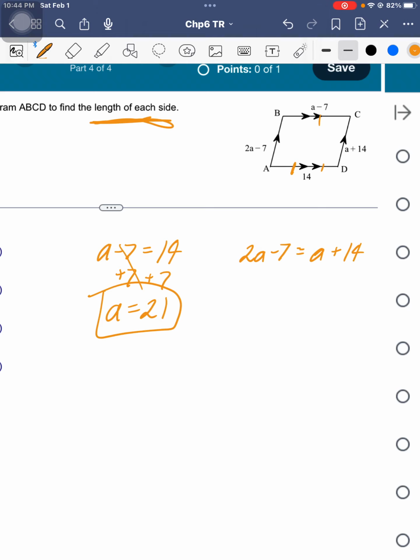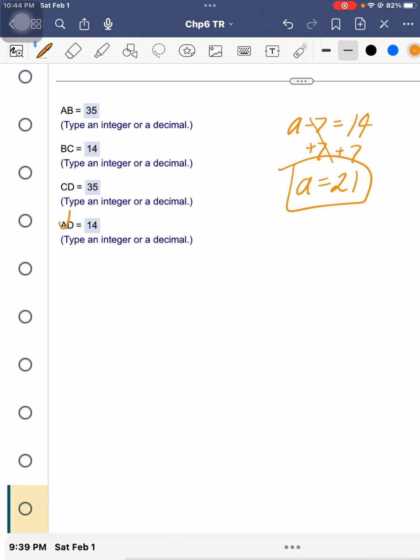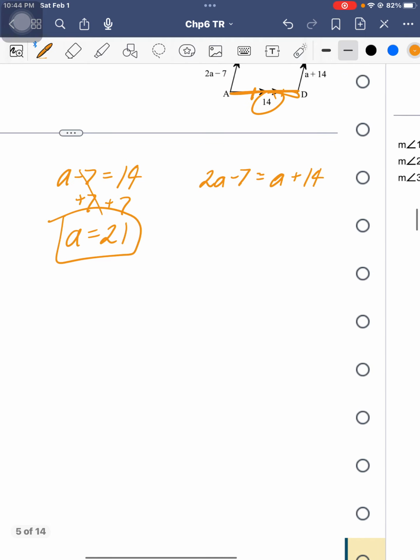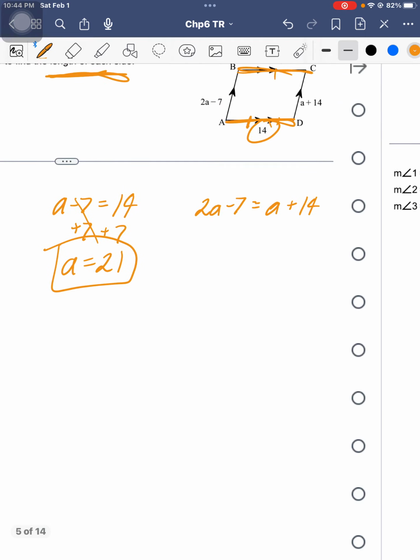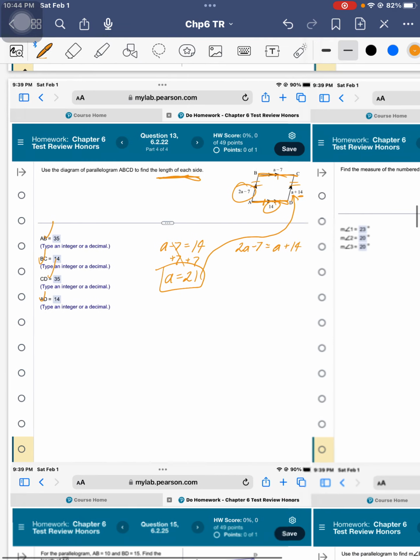Well, now that a is 21, I can now plug it in for the rest of them. Well, this one I didn't really need to because if AD is 14, BC also has to be 14. So AD is 14 and BC is 14. Now that I have my a, let's plug it into any one of them. This one's probably a little bit easier just because we're adding instead of multiplying and subtracting. So 21 plus 14 is 35. So if this is 35, BA also has to be 35. 35, 35. All right.